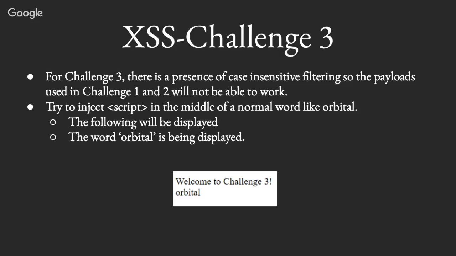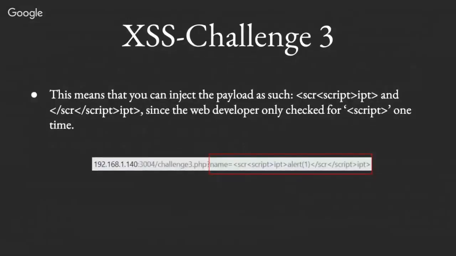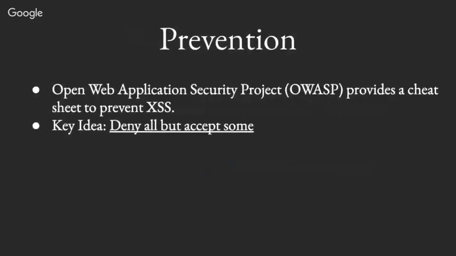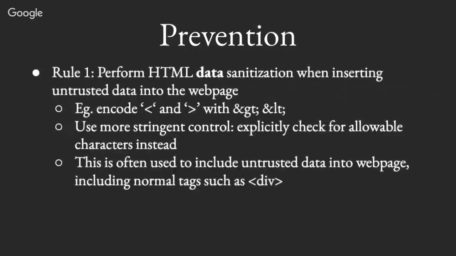So for the third challenge, the hint that I gave you all was to use multiple tags. So you can enclose one script tag into another script tag and you'll be able to get the prompt. To prevent this, the key idea is to deny all, but to allow specific things that you want. So the first rule is to perform HTML data sanitization when inserting untrusted data into the web page. So you can use encoding and you check for the characters that you allow.